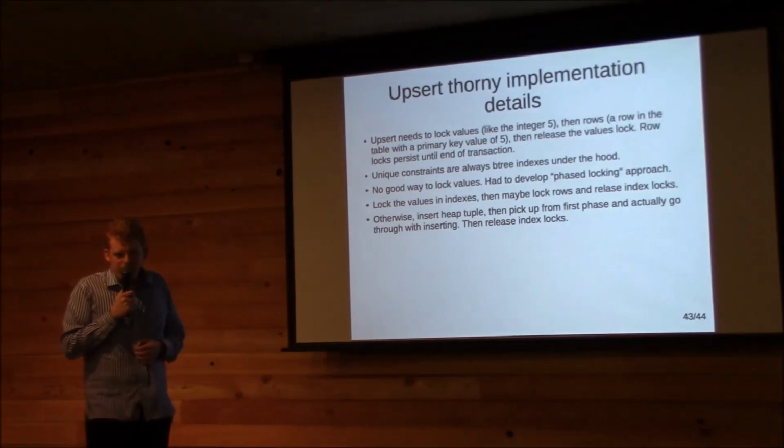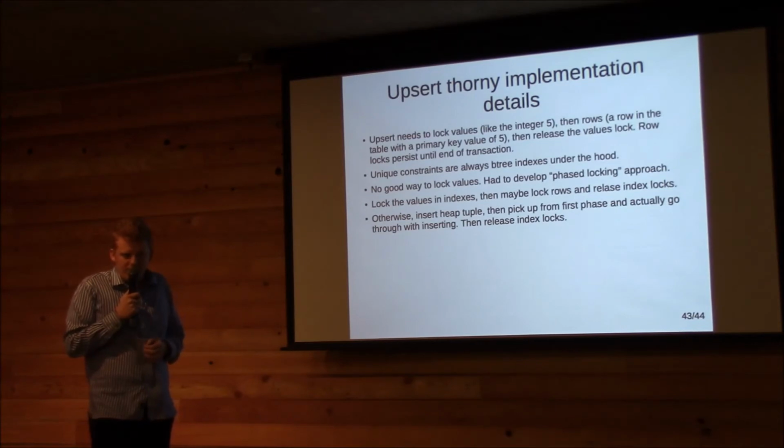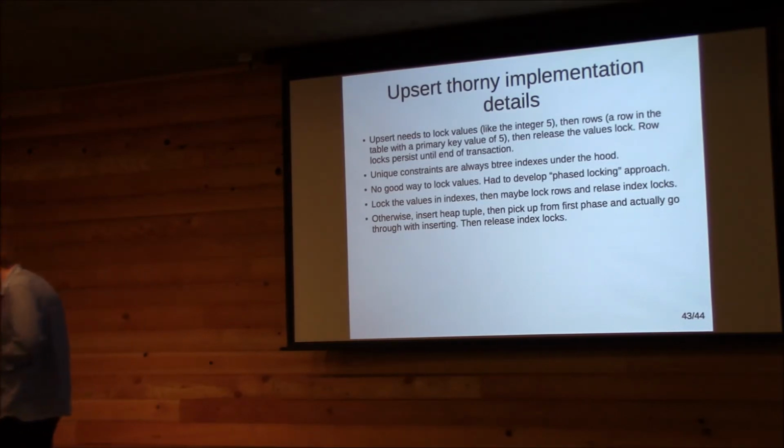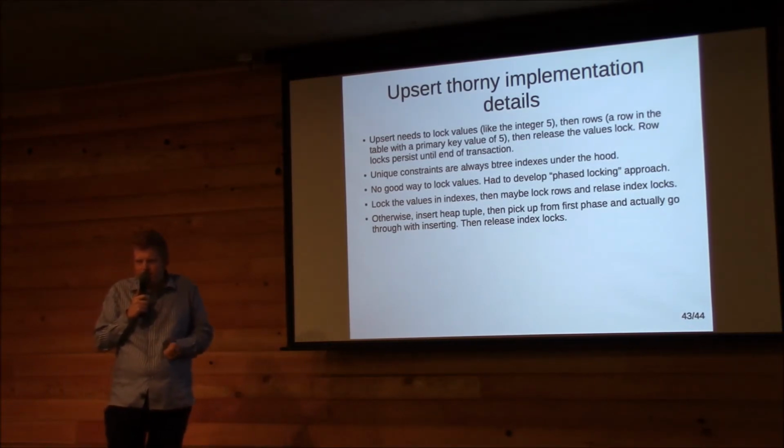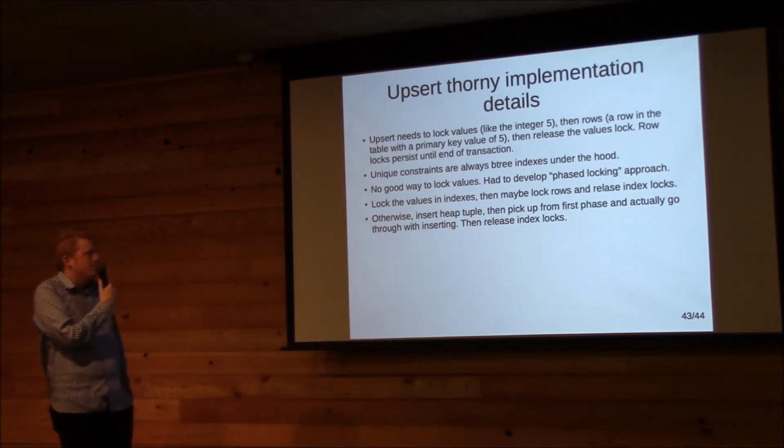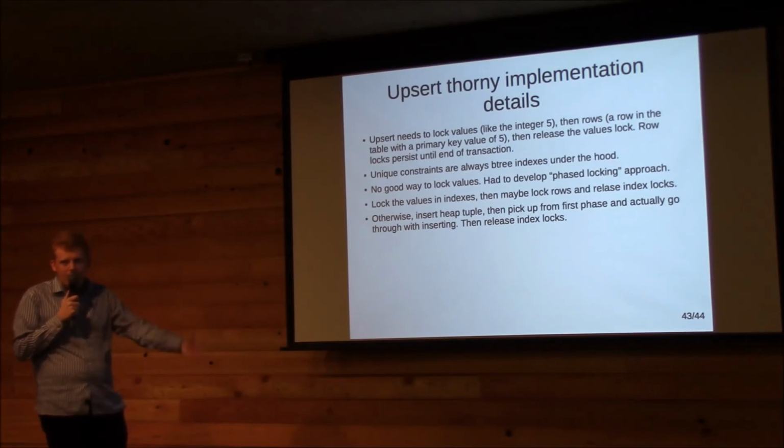Probably the main reason it's taken so long is that people are slightly intimidated by the B-tree code. I mentioned earlier latching in B-tree indexes. This is pretty complicated, perhaps slightly intimidating: the way locks are acquired on pages in B-trees to ensure correct behavior. So maybe that's the reason why it's taken as long as it has. Unique constraints are always B-tree indexes under the hood. There was no way to lock values, and I've proposed a way of doing that.